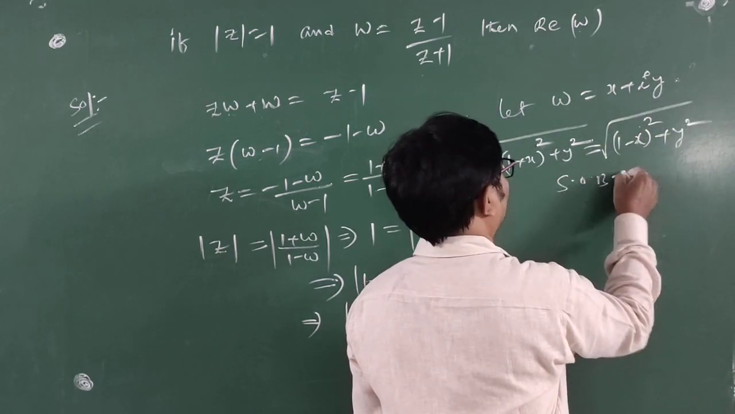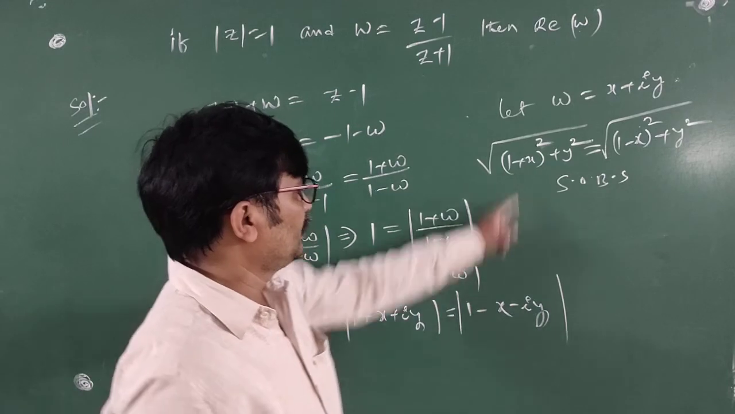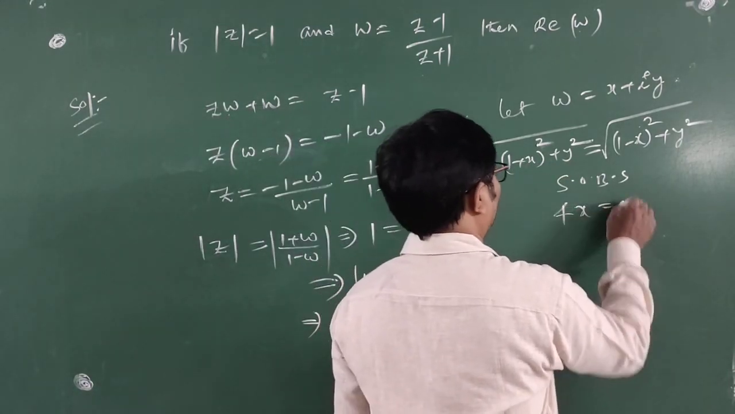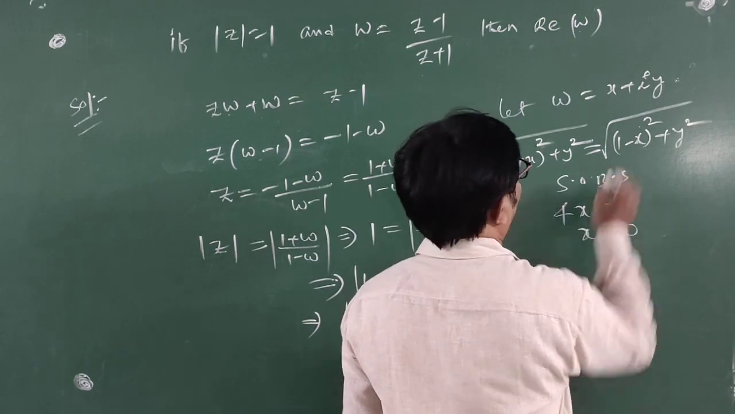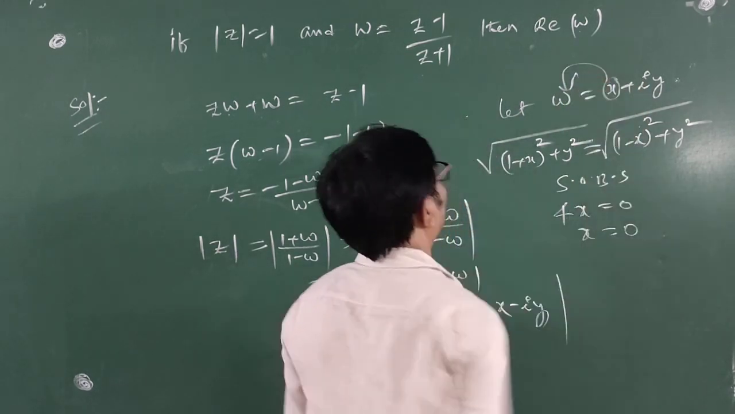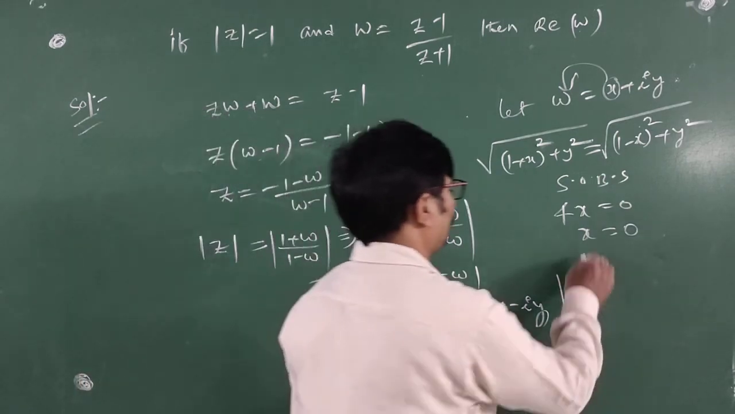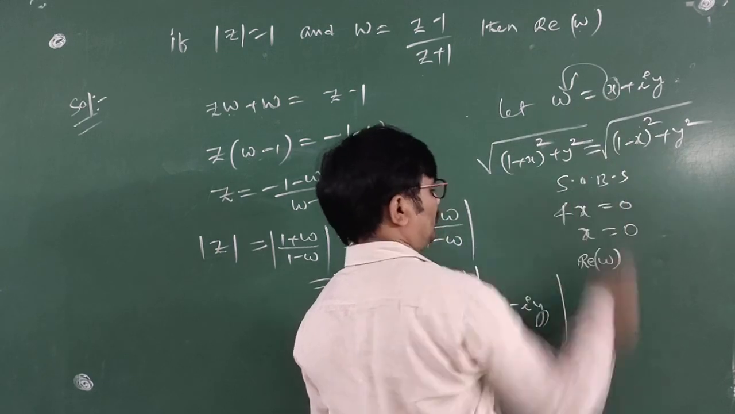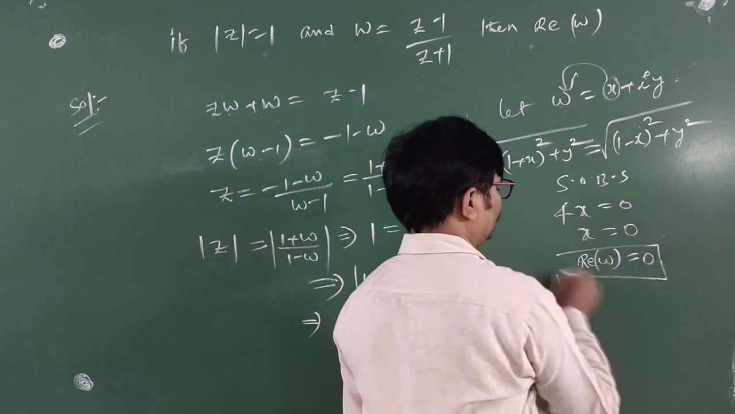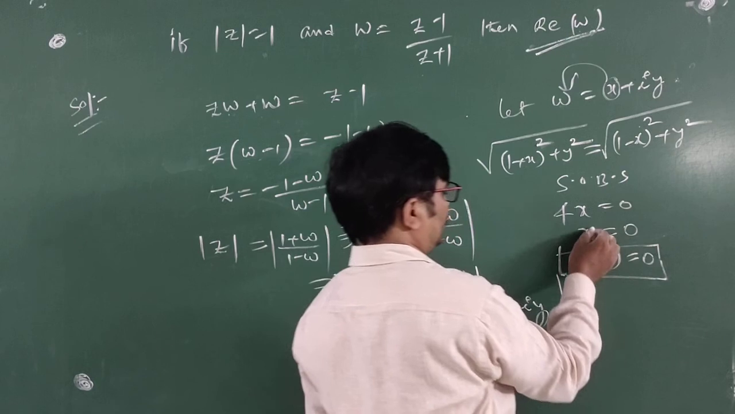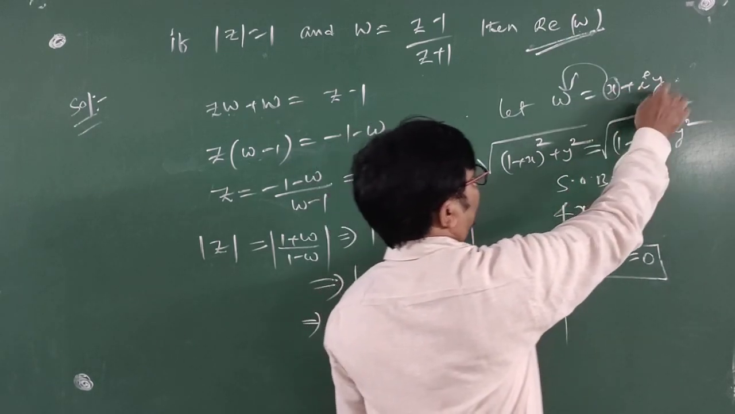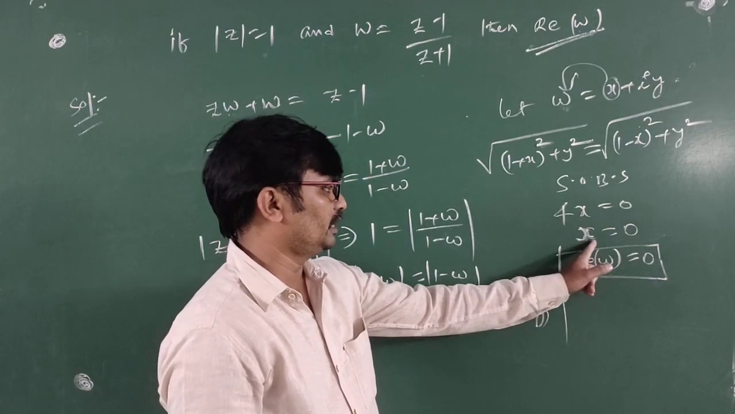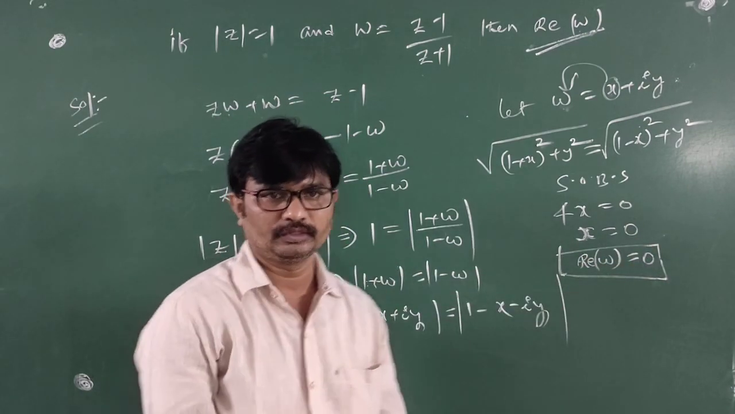When we square both sides, only 4x remains, so x equals 0. x is the real part of w and y is the imaginary part of w. Therefore the real part of w is 0. Okay students.